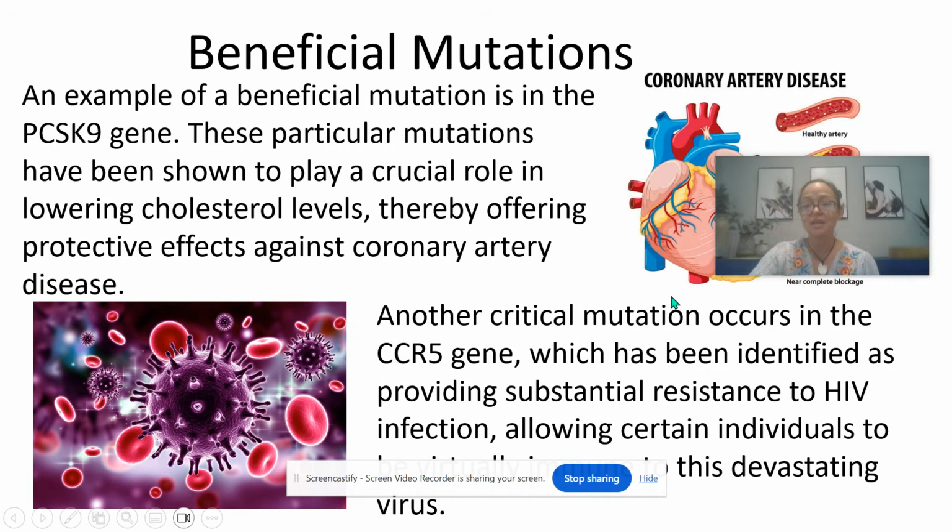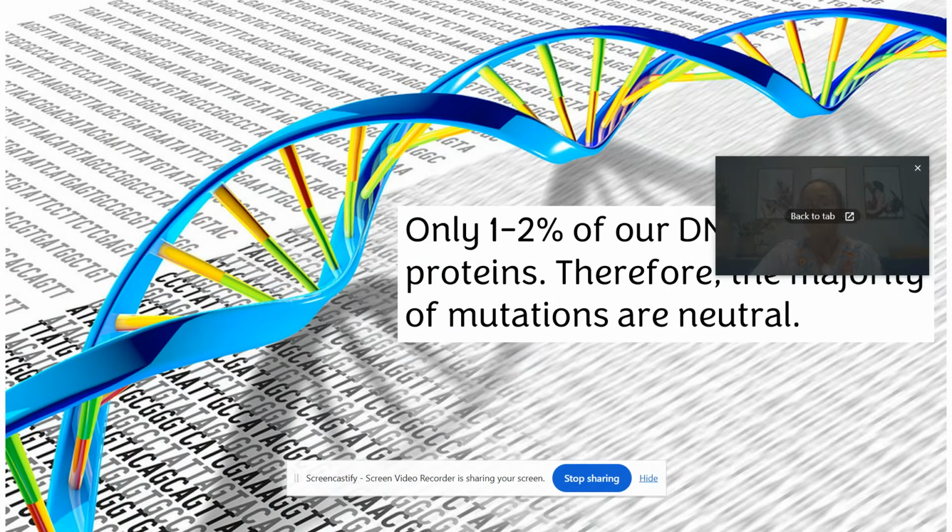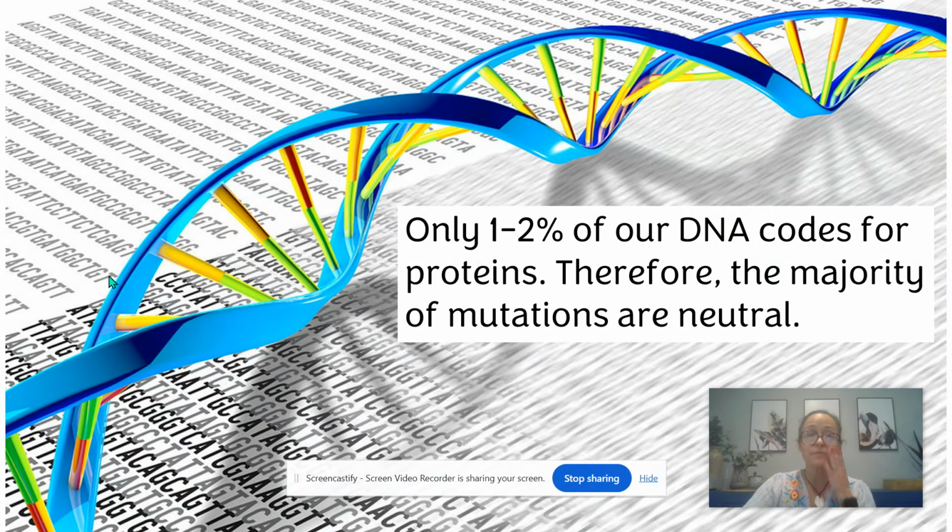Now, when we talk about mutations, though, the majority of them really are going to be neutral. If we think about our entire genome, 1% to 2% of our DNA only codes for proteins. So 98 to 99% of our DNA is non-coding sequences. So if a mutation happens in a non-coding sequence, then it's not going to have an impact on phenotype, at least directly. And if it happens maybe in some non-coding genes for microRNA, it might have some other consequences.